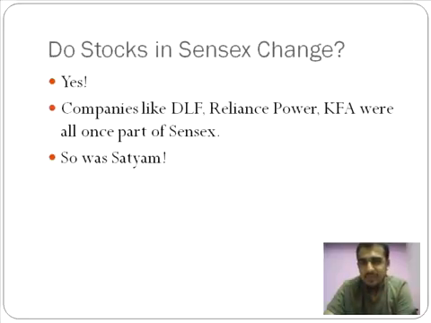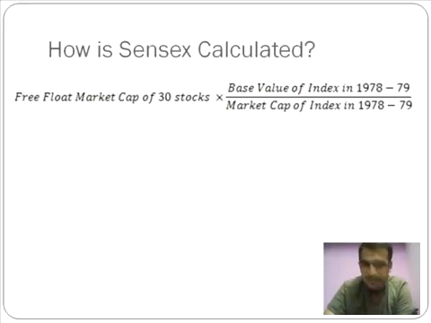Over a course of time, Kingfisher, DLF and Reliance Power lost their market capitalization value, and hence all of them have been taken out of Sensex. Okay, as I mentioned, even Satyam was once upon a time part of Sensex. Yes, and the index is dynamic, it keeps changing over a course of time.